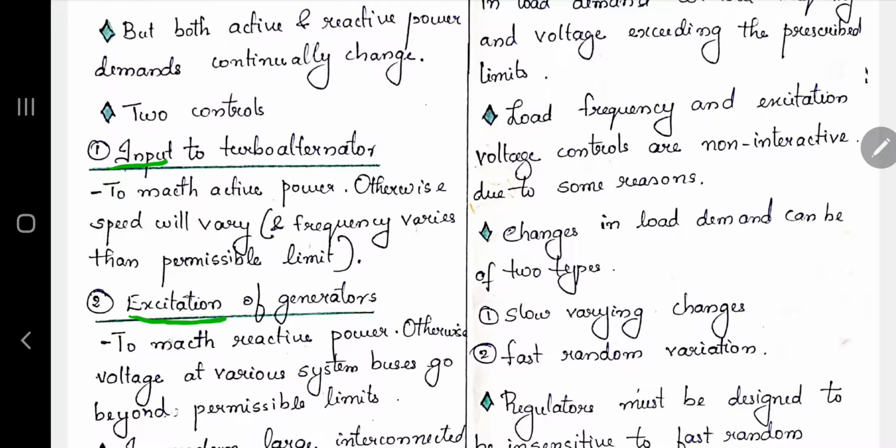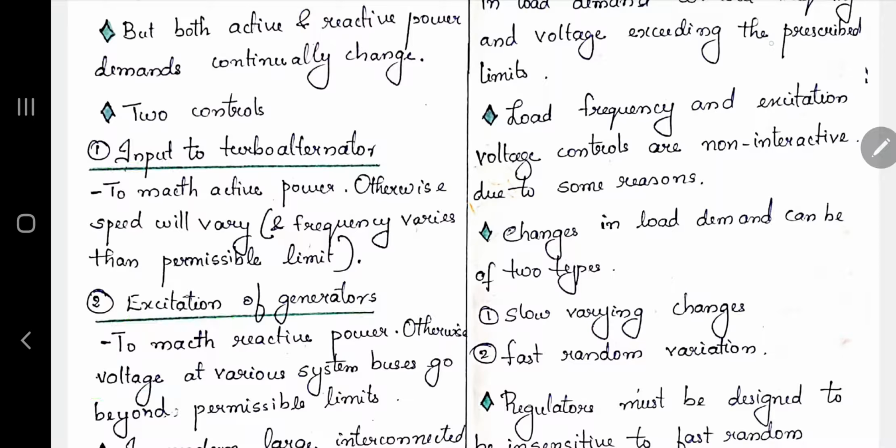The second one is the excitation control. The excitation control is done to match the reactive power. Otherwise, the voltage at various system buses goes beyond the permissible limit. So these are the two controls used for controlling the whole system. According to the change in the load demand, active power is controlled using the input, and reactive power is controlled using the excitation.